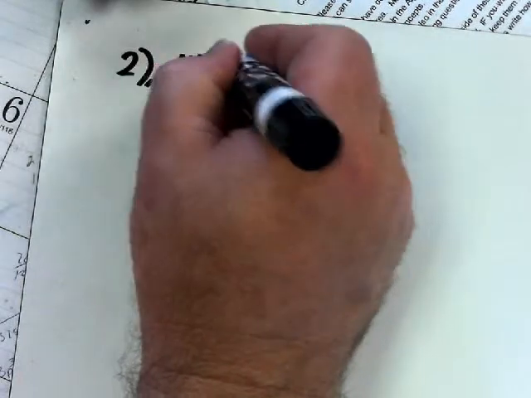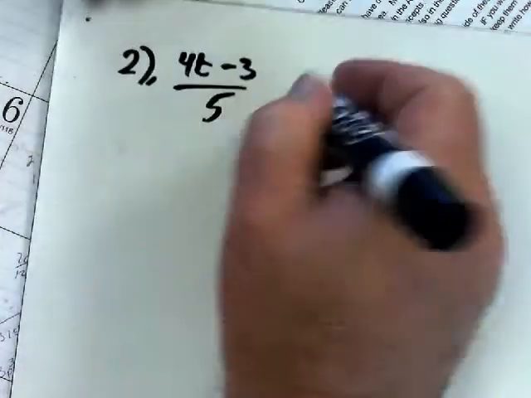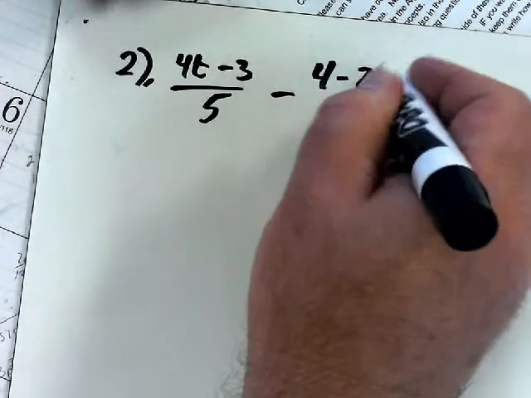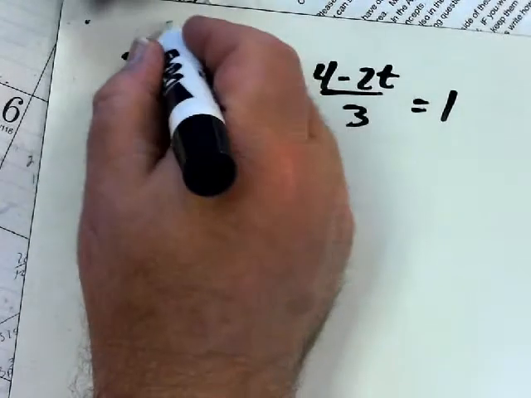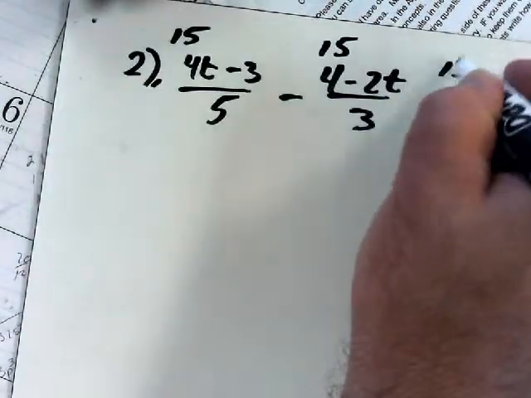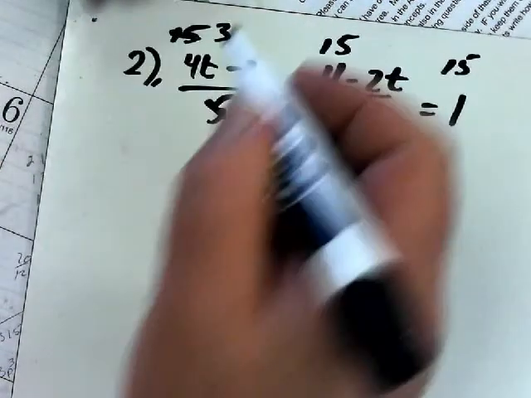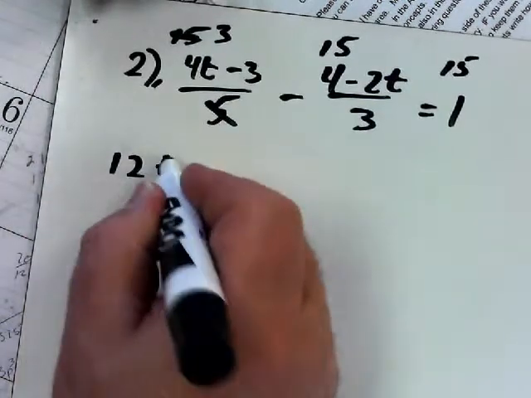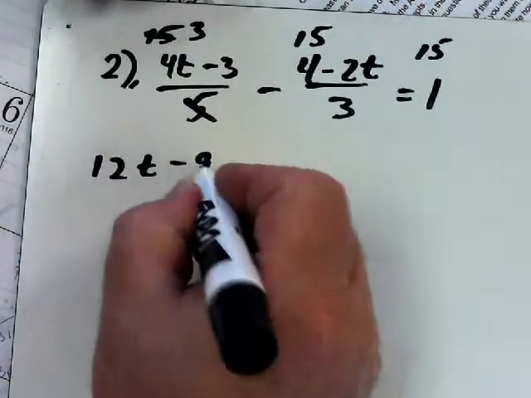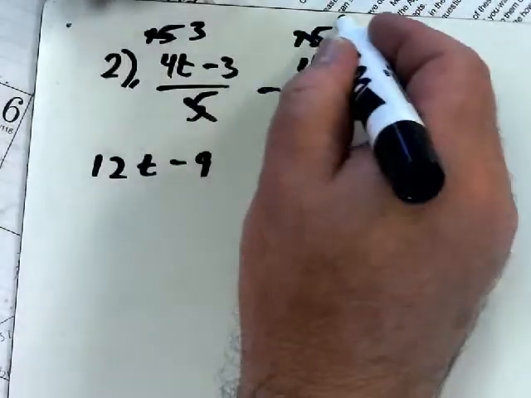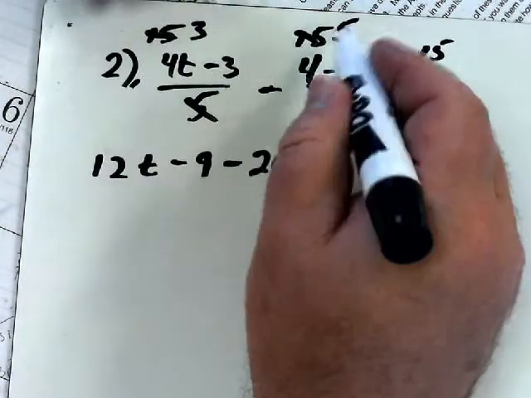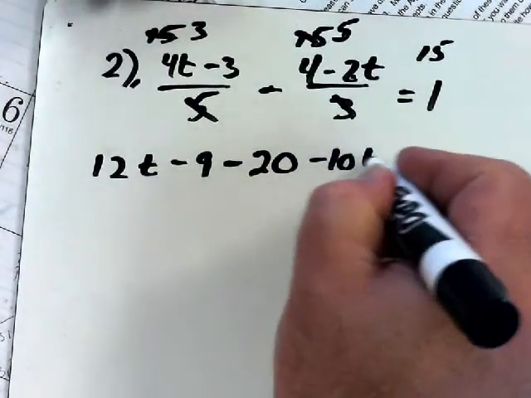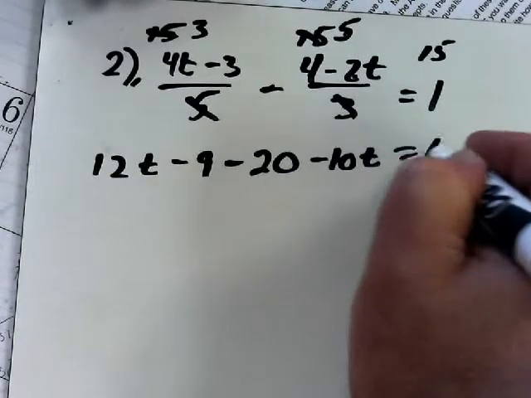Problem number 2. 4t minus 3 over 5 minus 4 minus 2t over 3 equals 1. What's your common denominator? 15, 15, 15, which means that'll give me a 3. 3 times 4t is 12t. 3 times negative 3 is negative 9. 3 will go into 15 5 times, so I need to take a negative 5 times 4 is a negative 20. A negative 5 times a negative 2t is a negative 10t. 15 times 1 equals 15.